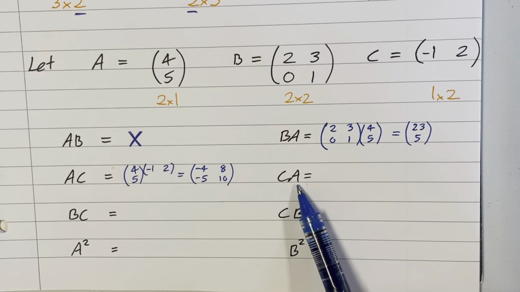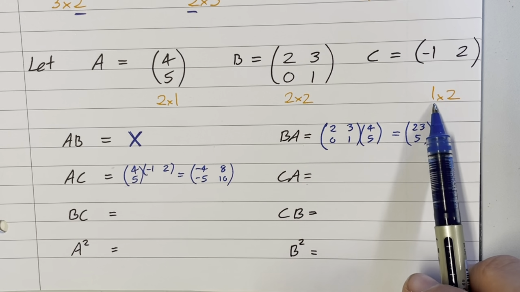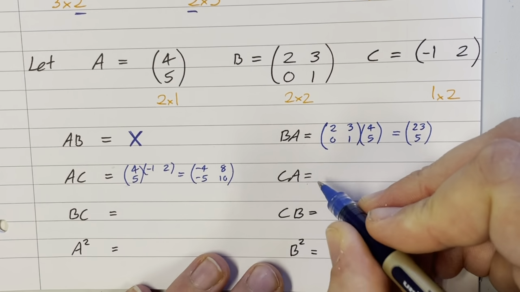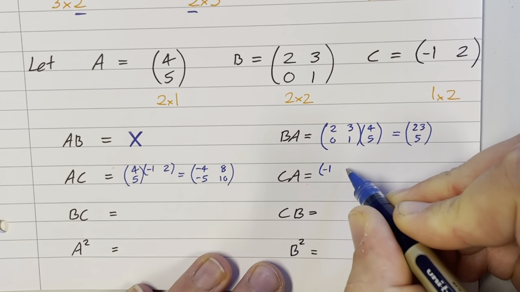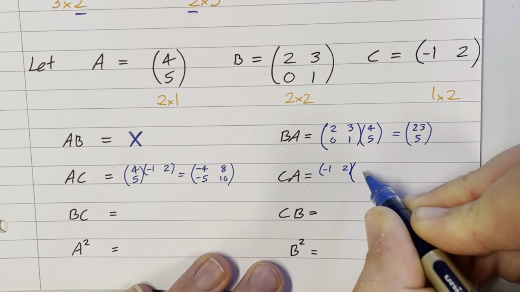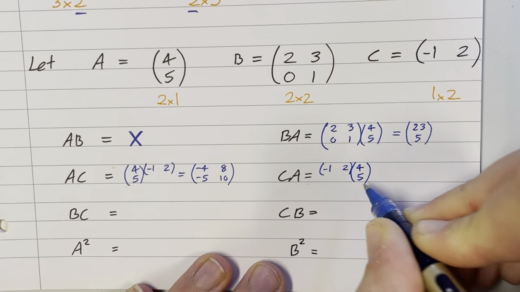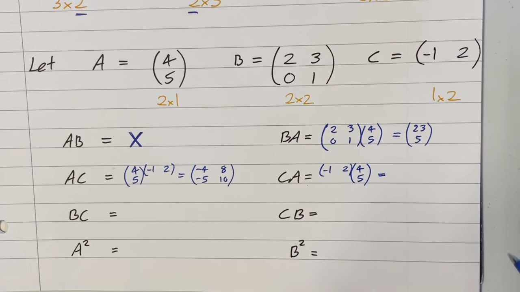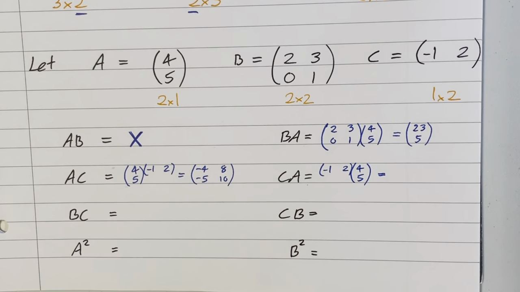Swap them around. If I've got C times A, that's going to be a 1 by 2 matrix times a 2 by 1 matrix, and the 2's match up, so therefore this is possible. So minus 1, 2 multiplied by 4, 5, and the output matrix is going to be 1 by 1. It will look like just a number, but you should still have it in round brackets.